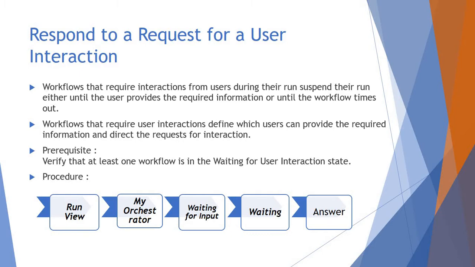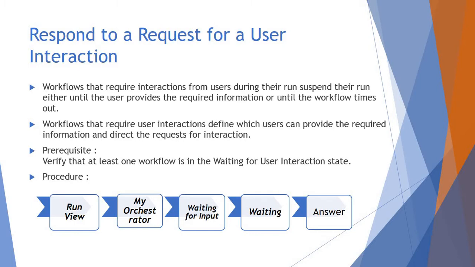Procedure. From the drop-down menu in the Orchestrator client, select Run. Click the My Orchestrator view in the Orchestrator client. Click the Waiting for Input tab. The Waiting for Input tab lists the workflows that are waiting for user input from you or from the members of your user group that have permission.